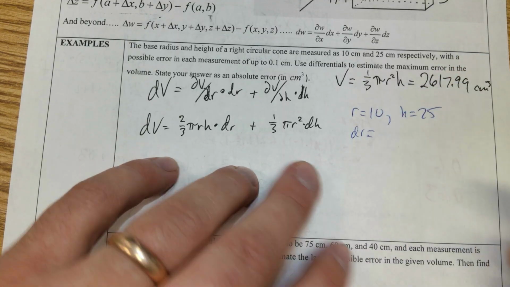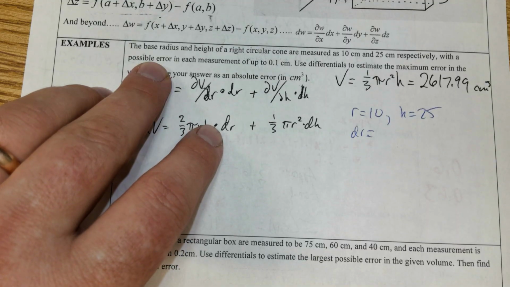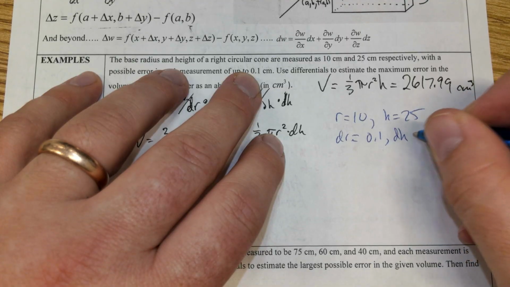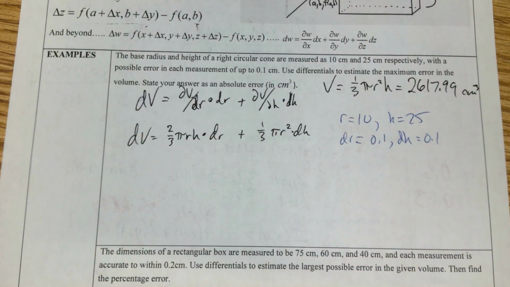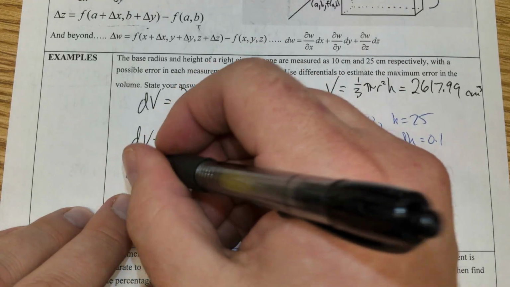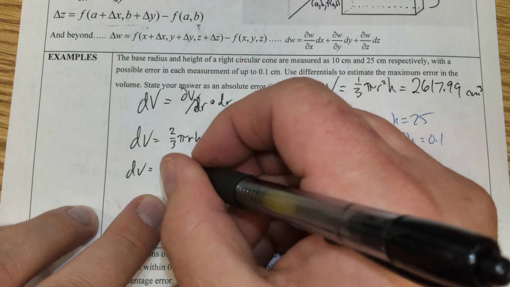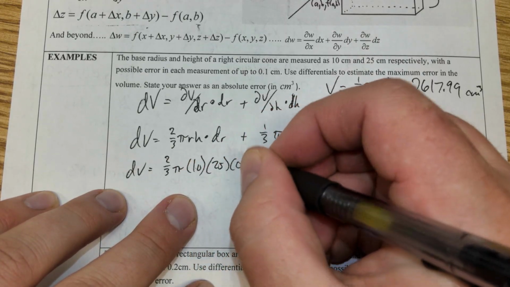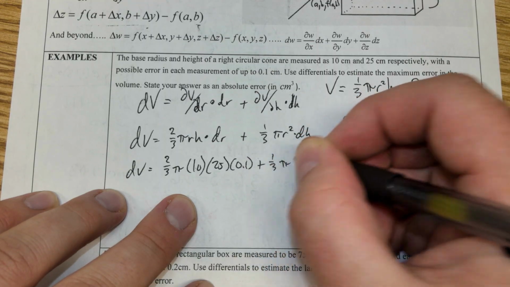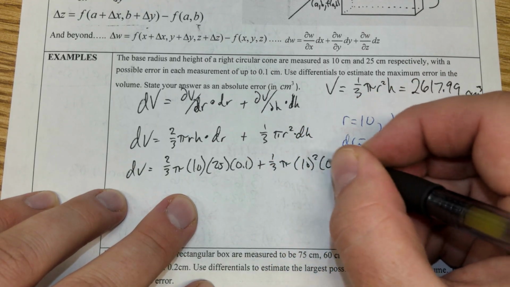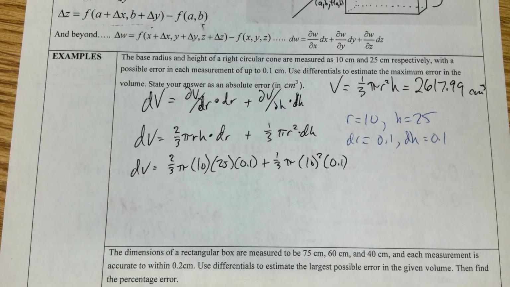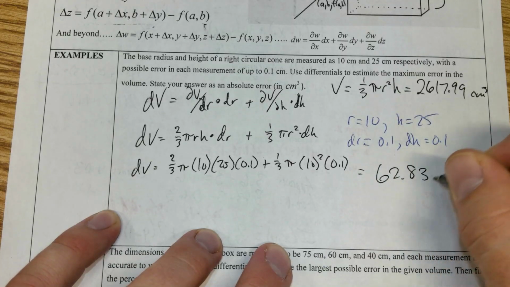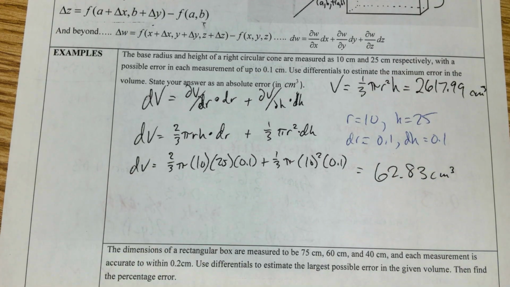my dr, that's an error measurement. That's how much it slightly changes by, 0.1. And the same with dh, 0.1. So I plug in all those values. I'll write out the big ugly phrase, 2/3 pi times 10 times 25 times 0.1 plus 1/3 pi times 10 squared times 0.1. And I get my final answer of 62.83 centimeters cubed.